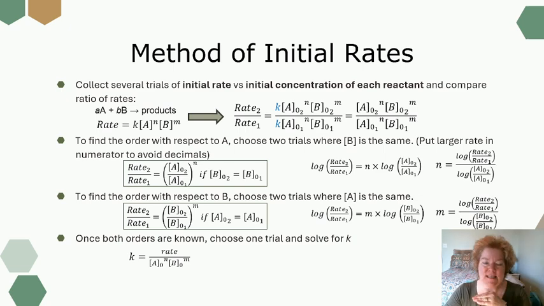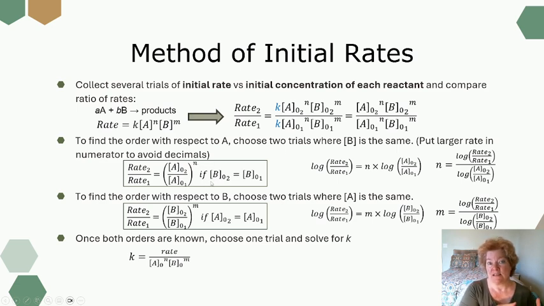But if the initial rates were different, but not doubled, I could use logs and solve for this, and the order would be equal to the log of the ratio of rates divided by the log of the ratio of initial concentrations. Again, we're normally going to use this version over here on the left.